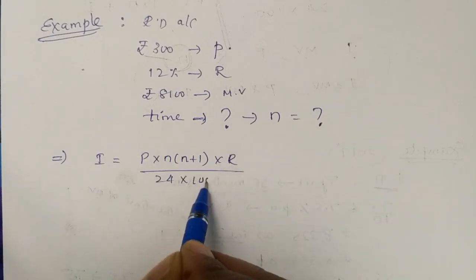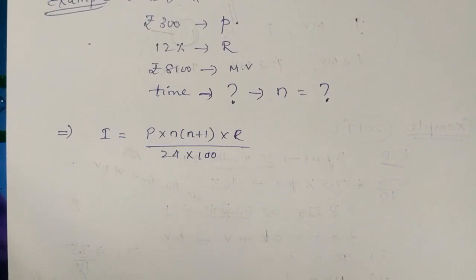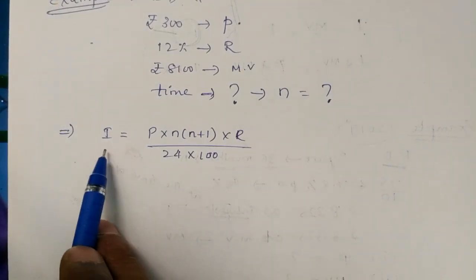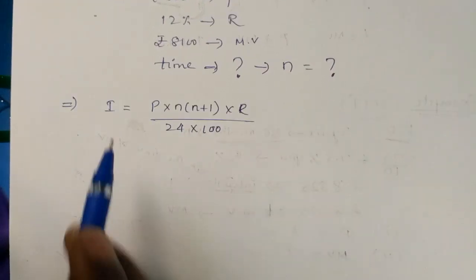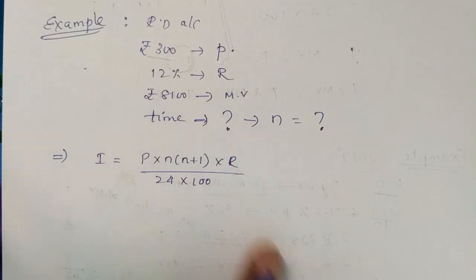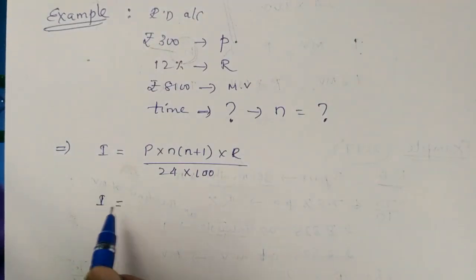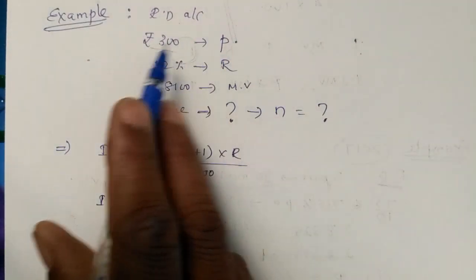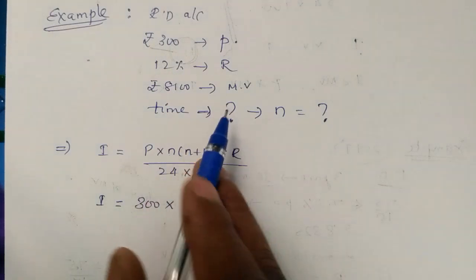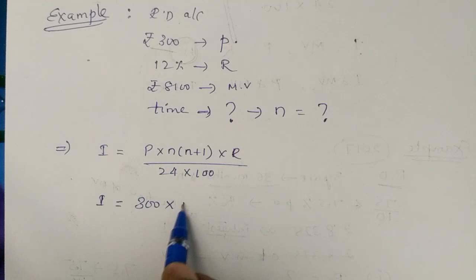To solve any problem from the RD chapter, I'm going in order, that is go for the I formula, followed by MV. What is I? I is interest. Is interest given anywhere in the question? No, right. Then P is the monthly installment, that is 300. Substitute in the right place. What is n? n is the number of months. So that is the question.